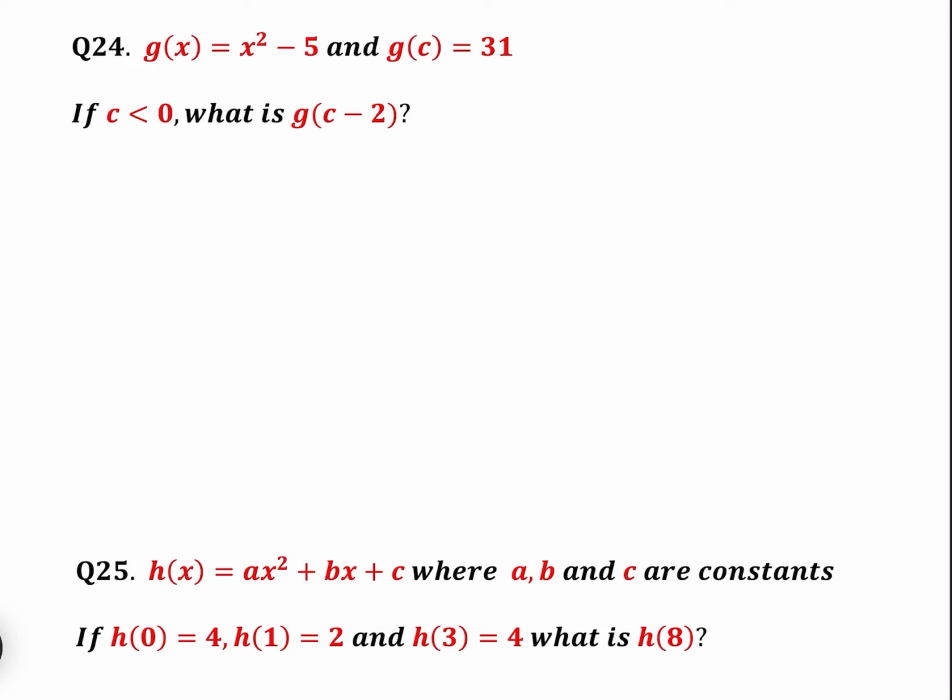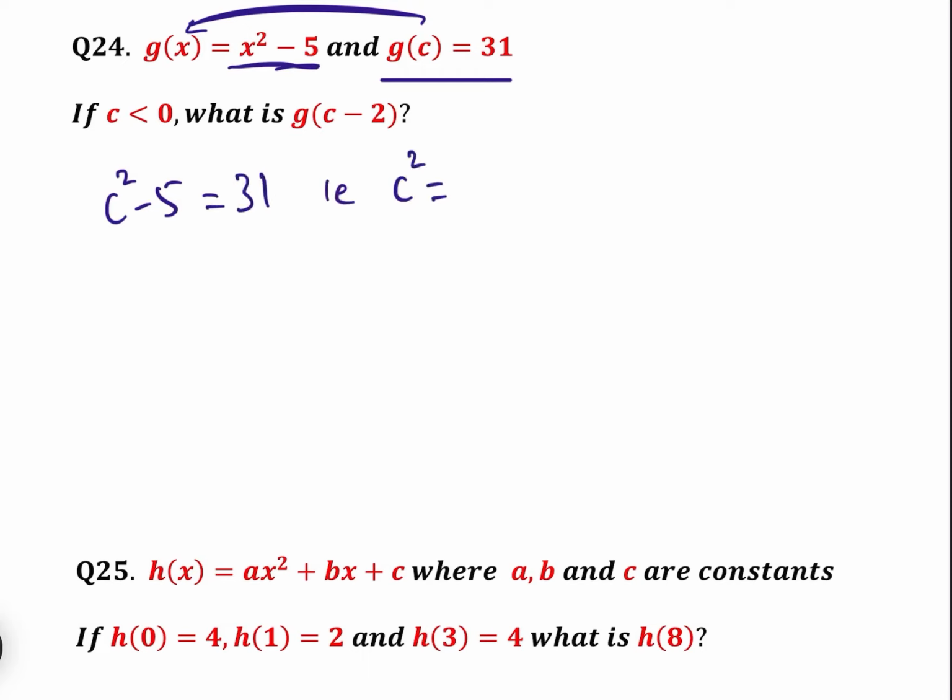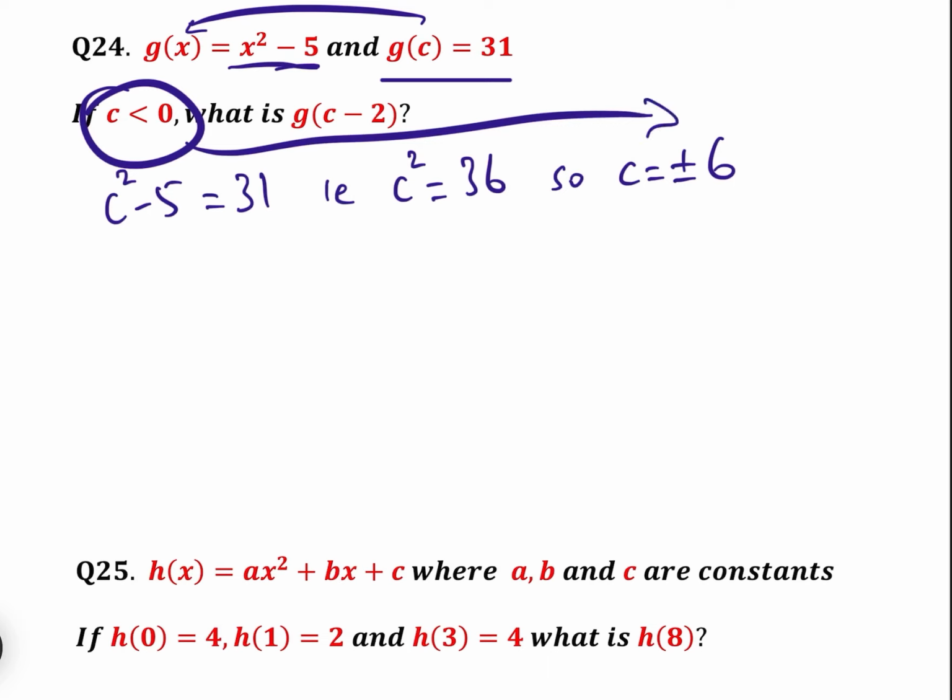Okay, question 24, again, so we are given that g of c equals 31. So what we need to do is put c into g of x, so that gives us c squared minus 5, all I'm doing is putting c into there, equals 31, i.e. c squared equals 36, so c equals plus or minus 6. We're given that c is less than 0, so therefore we know that c equals minus 6.